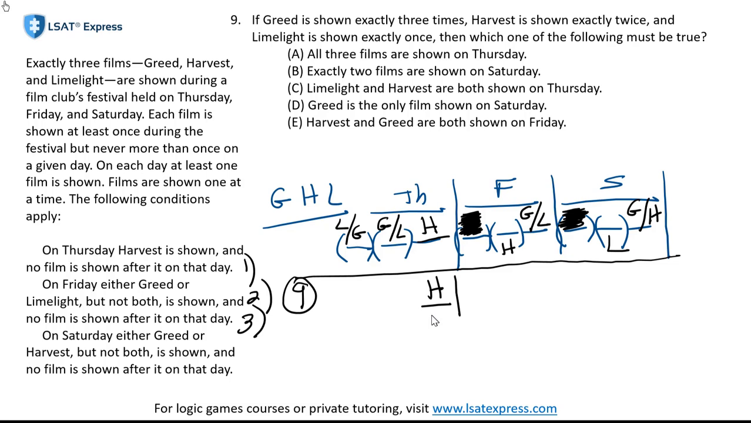G is shown 3 times. So it's going to be on Thursday. It's going to be the last film on Friday. And it's also going to be the last film on Saturday. G 3 times. What else do we have?